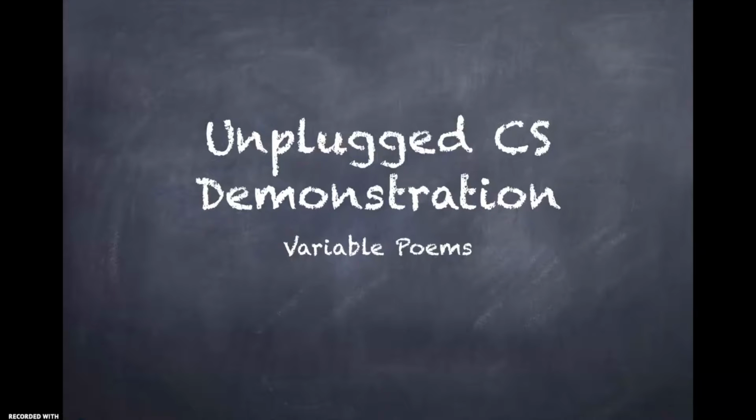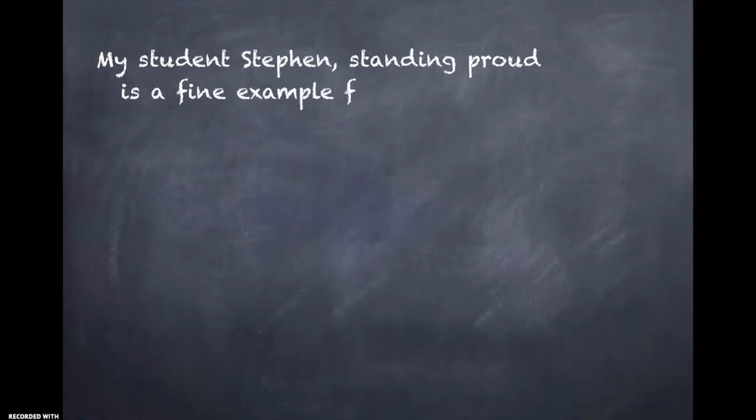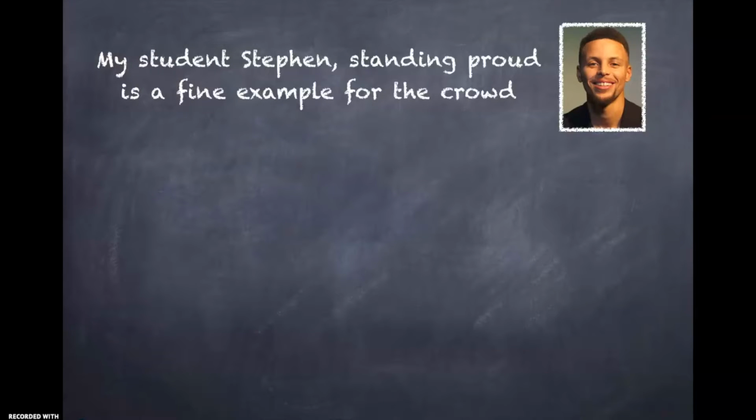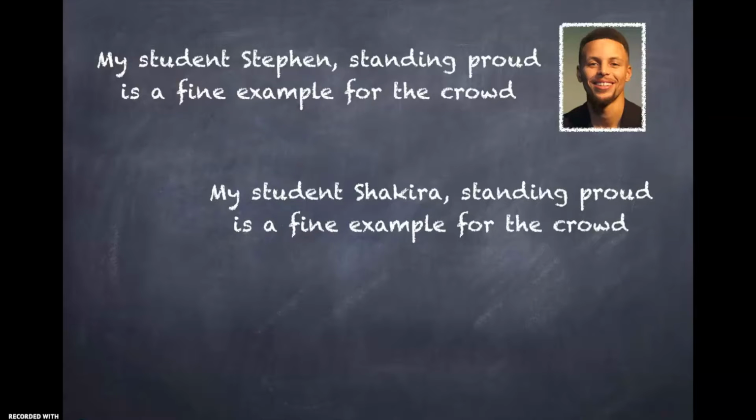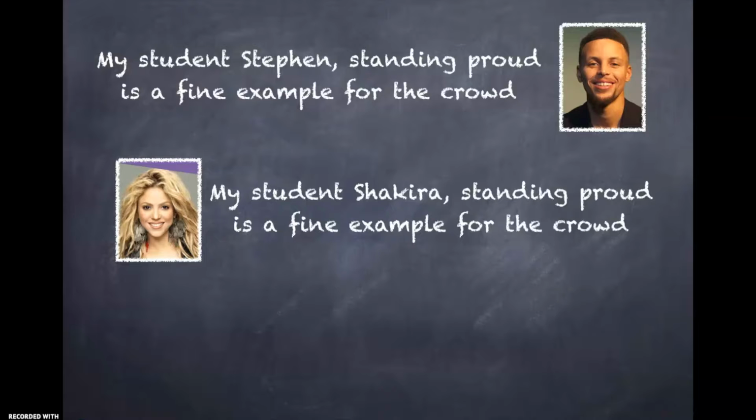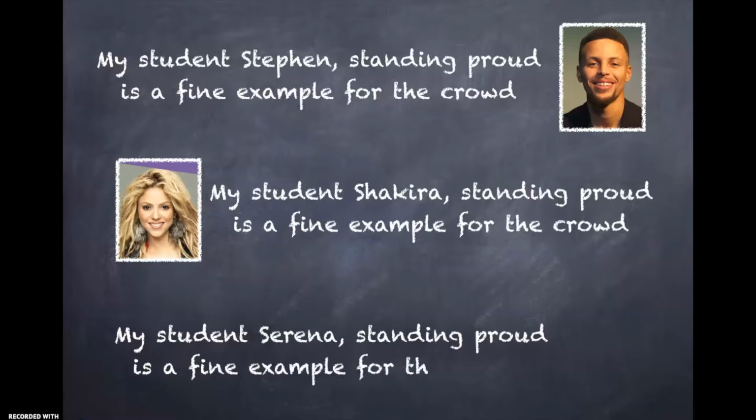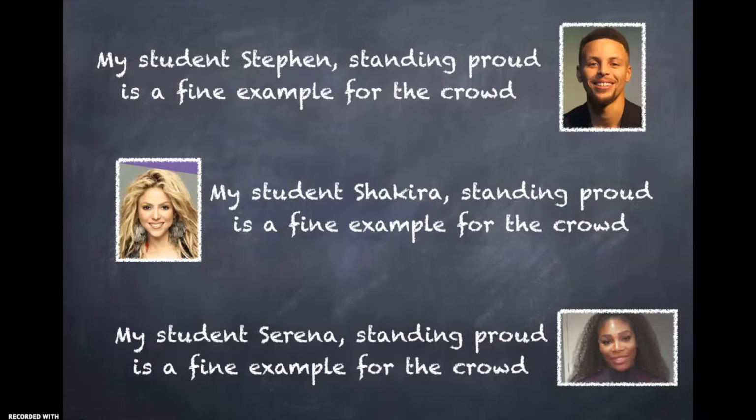So here goes. My first student, Stefan. My student, Stefan, standing proud is a fine example for the crowd. But Stefan's not my only student. I have another student. My student, Shakira, standing proud is a fine example for the crowd. I still have another student. My student, Serena, standing proud is a fine example for the crowd.